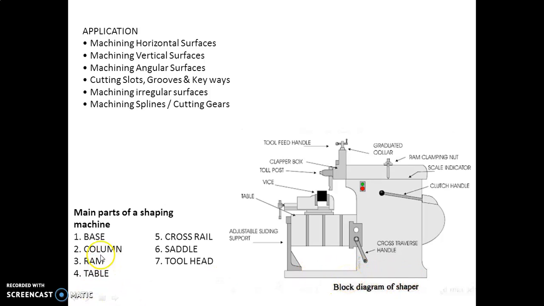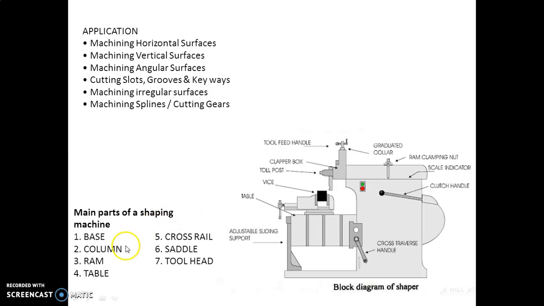Next is the column. This is the vertical part. The column of a shaper is a hollow casting and is mounted on the base. It houses the drive mechanism for the ram and the table. At the top of the column, bearing surfaces known as guideways are provided on which the ram reciprocates.